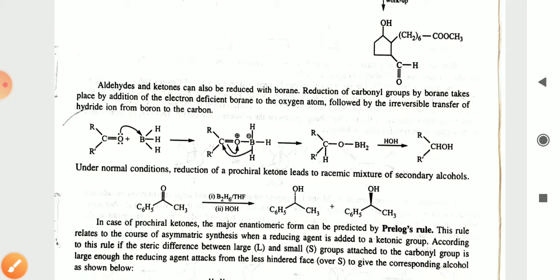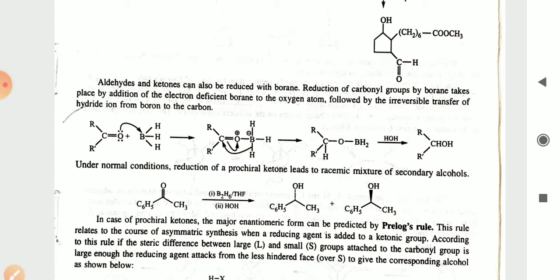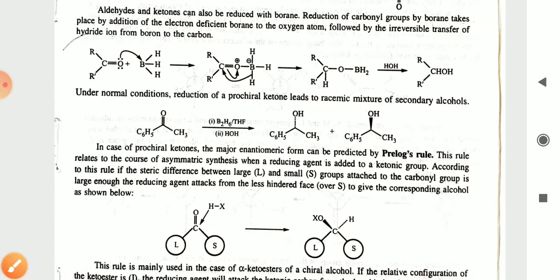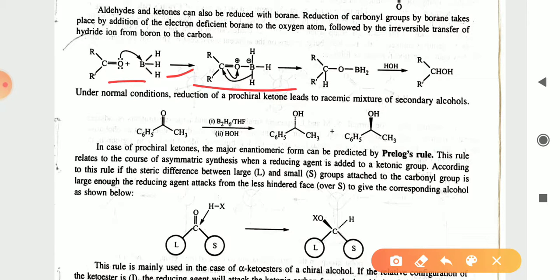Aldehydes and ketones can also be reduced with boron. The reduction of carbonyl groups by boron takes place by the addition of the electron-deficient boron to the oxygen atom, followed by the irreversible transfer of the hydride ion from the boron to the carbon. In this kind of reaction, you can see the carbonyl group and the boron hydride over here. You can see the shifting of the C double bond O bond, and a new bond formed between the oxygen and boron by transferring the electron from the oxygen to the boron atom. So this is the intermediate product again.